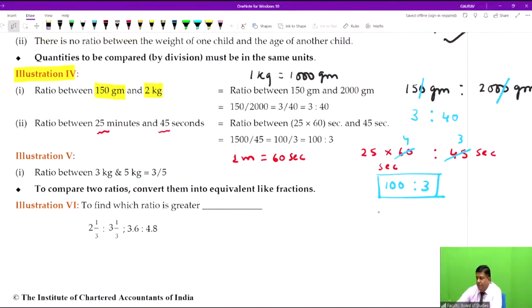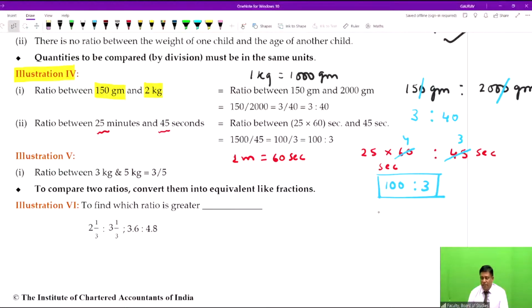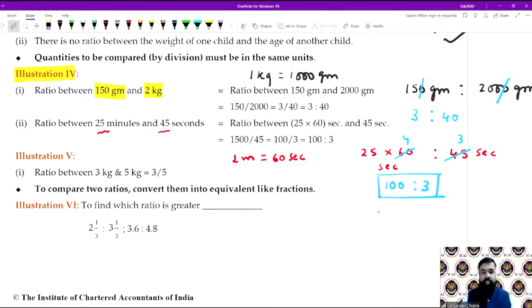Gaurav sir? Yes, sir. Students have raised one question: is there negative marking in CA Foundation paper 3? Yes, there is negative marking in paper 3. There will be a deduction of 1/4 marks. Am I right, sir? Right, sir, 100%.